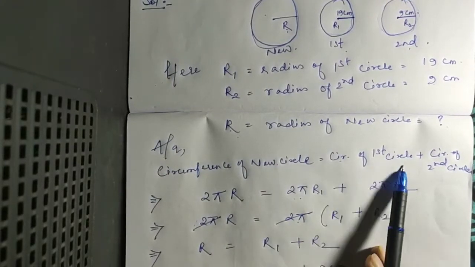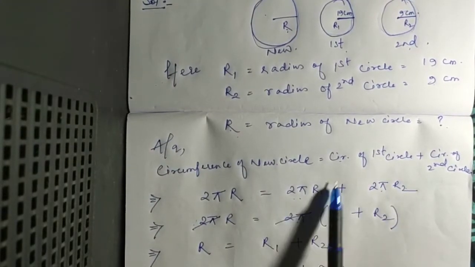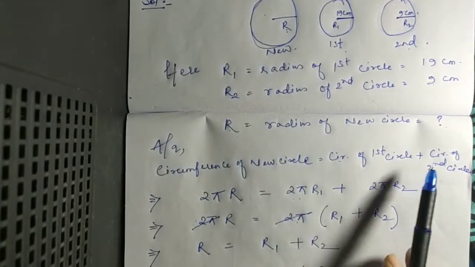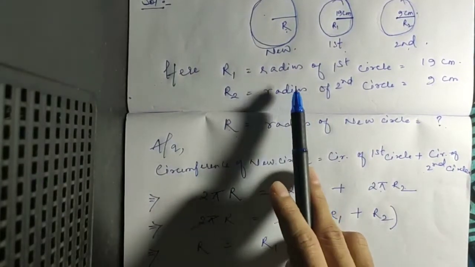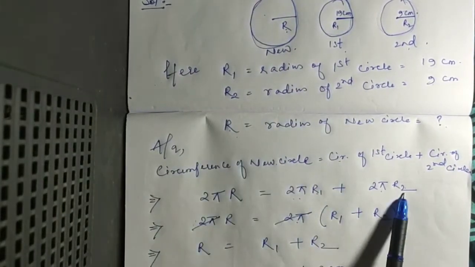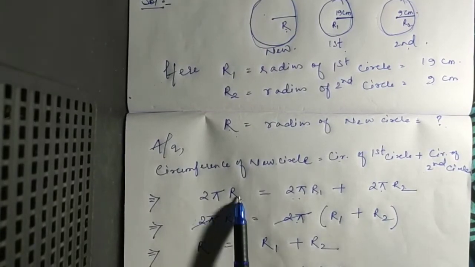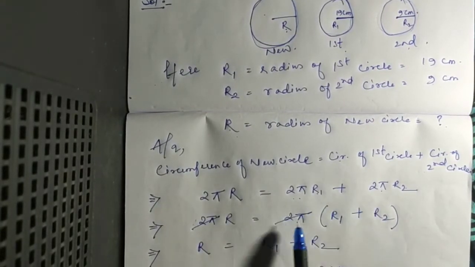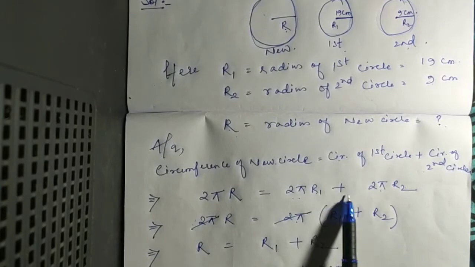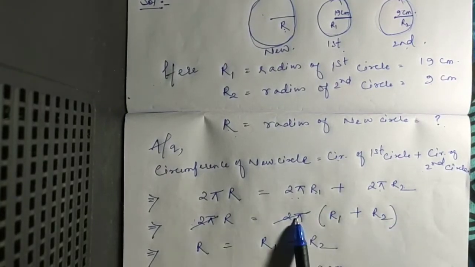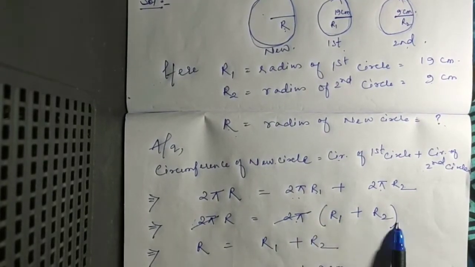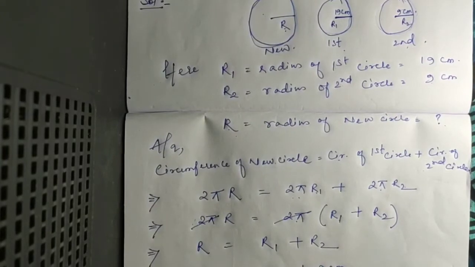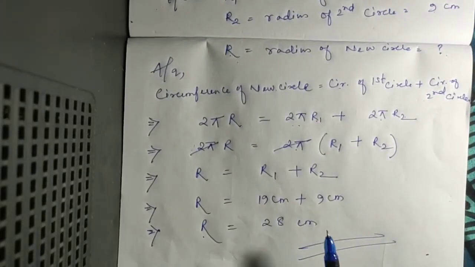Now the circumference of the first circle is 2 pi, radius of the first circle is r1, so 2 pi r1, plus the circumference of the second circle, radius r2, so 2 pi r2. 2 pi is common, so r1 plus r2. 2 pi cancels, so r equals r1 plus r2. We have entered the r1 and r2 values here, and we got 19 plus 9, which is 28 centimeter.